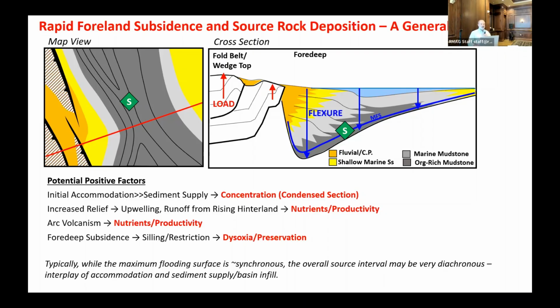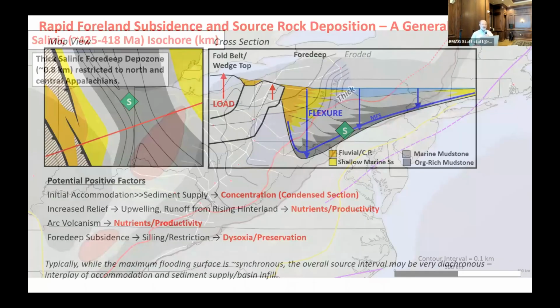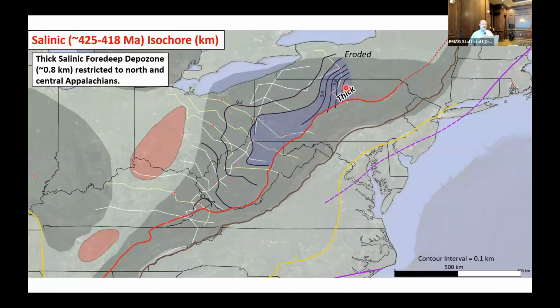So let's talk about the Salinic briefly. This is a short-lived event. It's an isochore up to about 0.8 kilometers, located to the north.